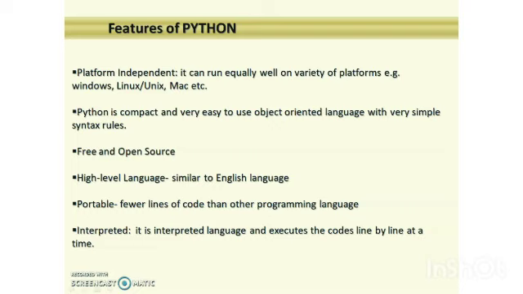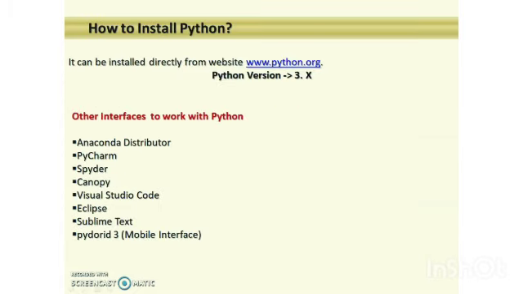It is free and open source. Python is a high-level language similar to English language. It is portable, with fewer lines of code than other programming languages. It is an interpreted language and executes the code one line at a time. It can be downloaded from the internet without any payment and source code is also available with this programming language, so it is a free and open source programming language.